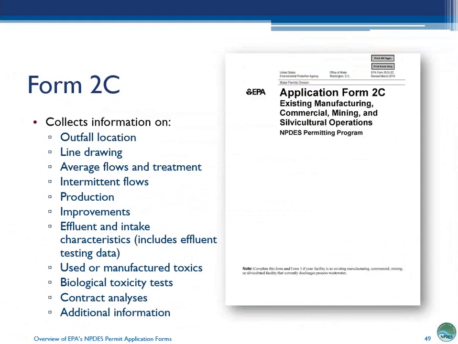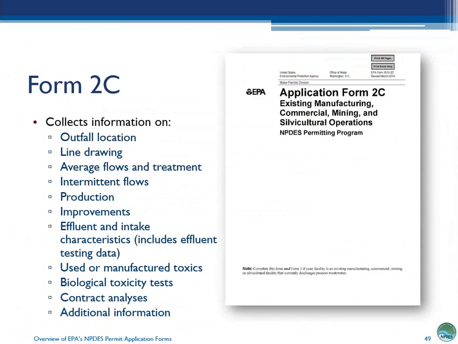A line drawing and information on flows and treatment. This section asks what contributes wastewater to each outfall. What are the flows contributed by those processes or other operations, and what treatment do those flows receive? Production information. This section requests information on the quantity of production or raw materials, and this is needed for effluent guideline implementation. Improvements. This section requires a description of required construction or upgrading of treatment equipment that could affect the discharges.